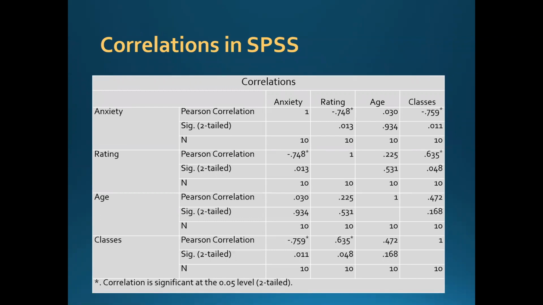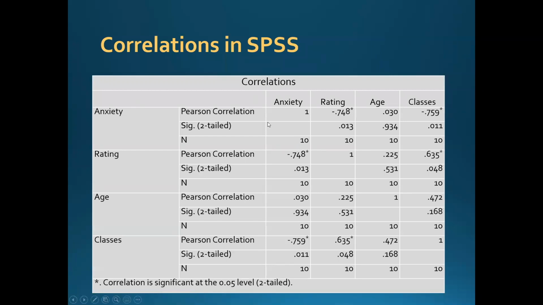We can see on the left-hand side, our variables are going down. We have anxiety about stats class, teacher rating, age, and the number of math classes the student had. But we can also see our variables go along the top row as well. This just makes it easy to determine what correlation you're actually looking at. So let's jump into it.